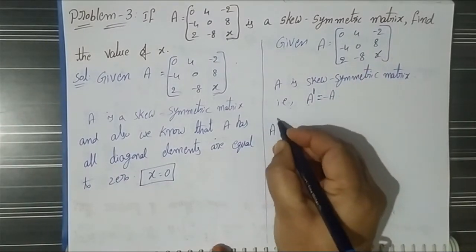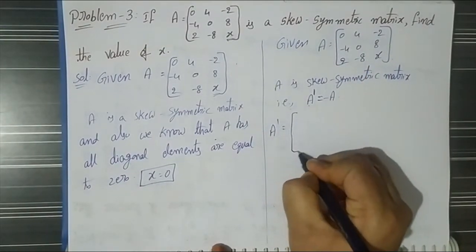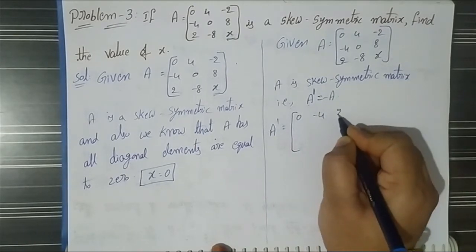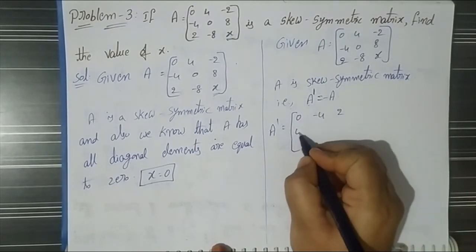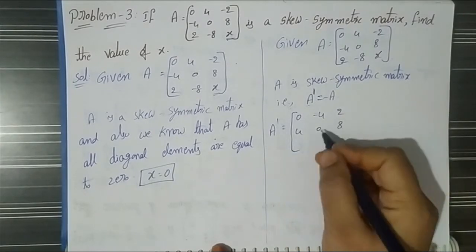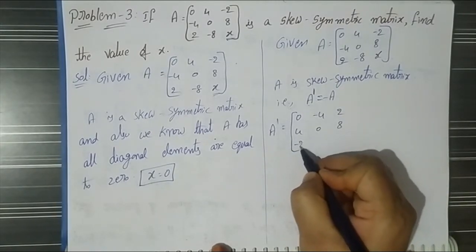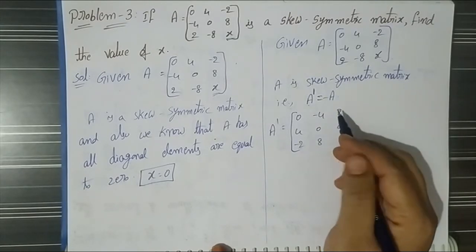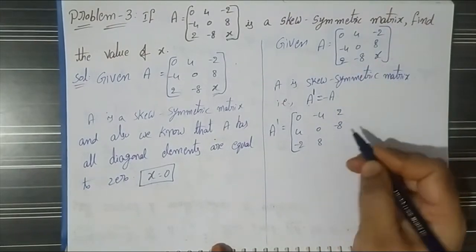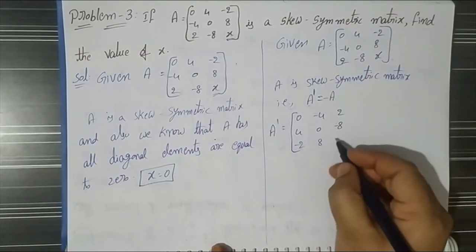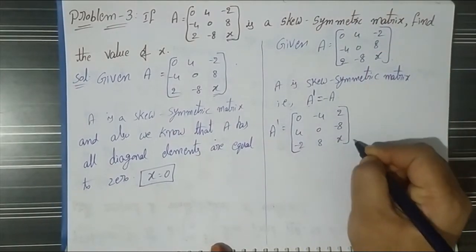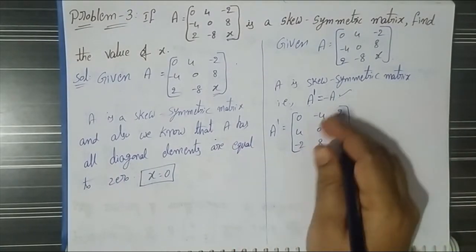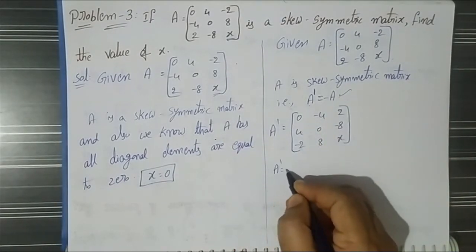Then A dash equals 0, minus 4, 2, 4, 0, 8, minus 2, 8, x. This is the A dash value. Substitute this in the equation A dash equals minus A.